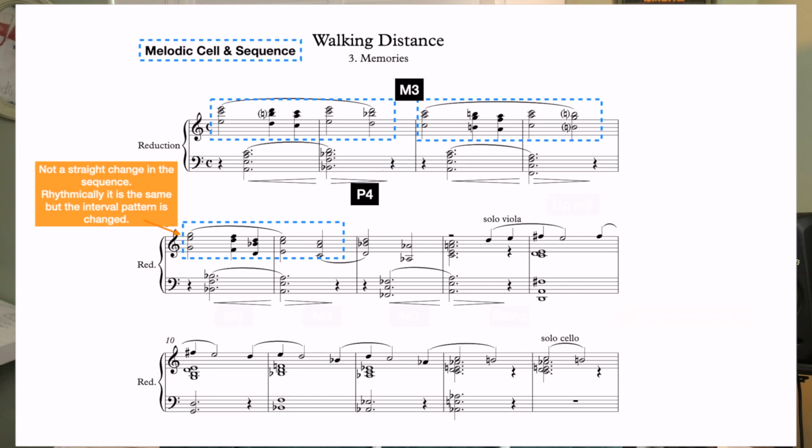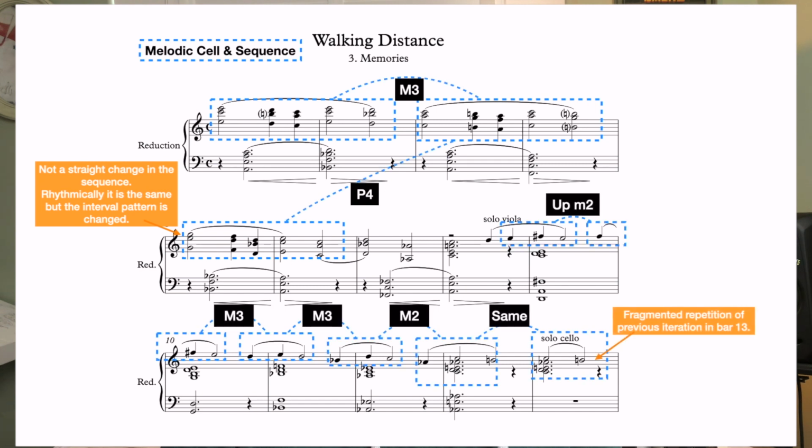The second sequence occurs in the solo viola, starting in bar 8. It uses a shorter cell, but there are more iterations of the idea. After going up by a minor second, it then falls successively by a major third, another major third, and a major second. The last iteration of the cell is fragmented and echoed by the cello.